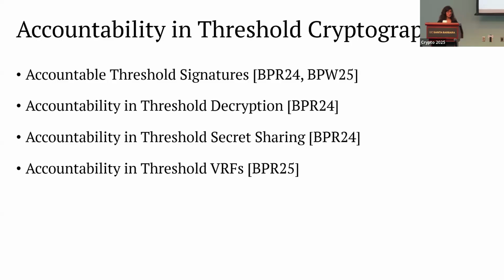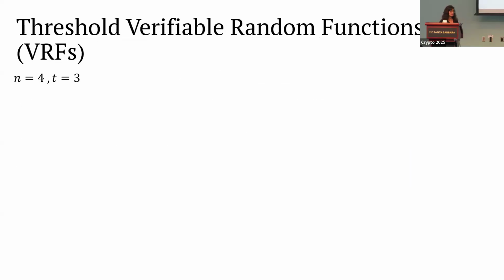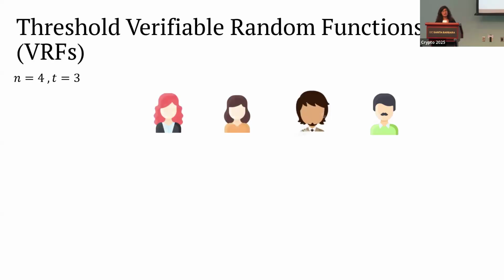secret sharing. And now we can move on to the topic of today's talk, which is accountability for threshold VRFs. So I'll start with a quick primer on threshold VRFs, and these are essentially a verifiable version of pseudorandom functions, which we've already seen. But for a quick primer, here we have 4 parties, and I'll always assume that the threshold T is equal to 3 for all the slides.